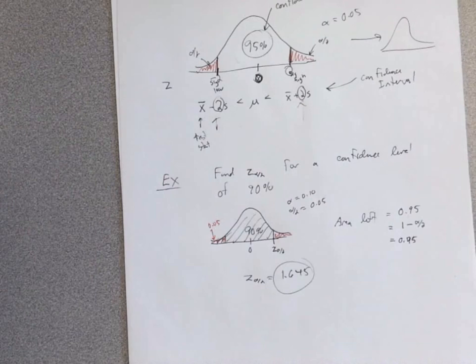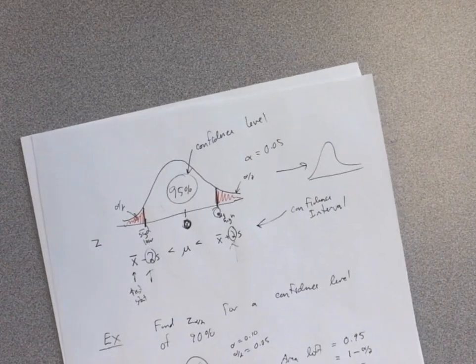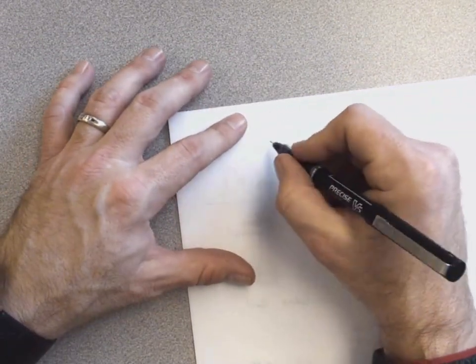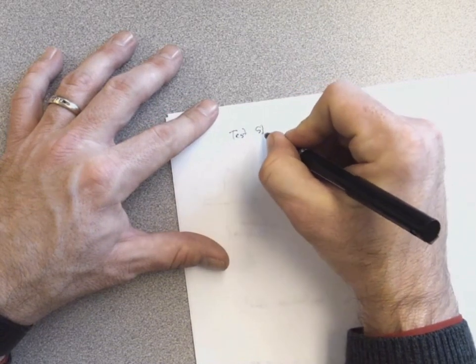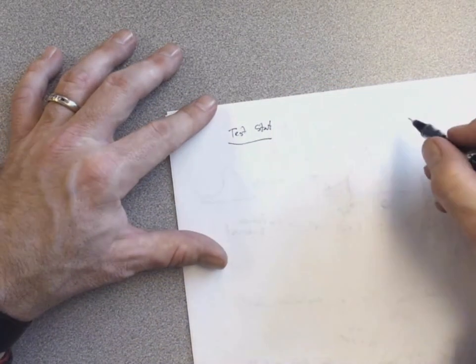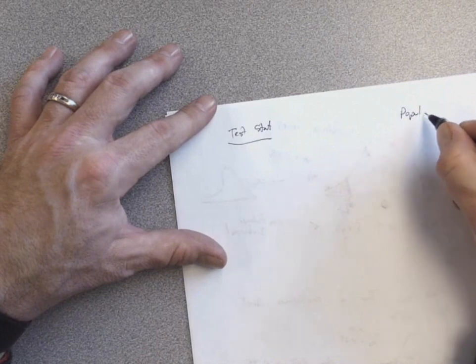Now that we know how to find these, I can find confidence intervals for a bunch of stuff. So the way a confidence interval is done is, let's talk about test statistics. A test statistic is really just the sample statistic for the population parameter.